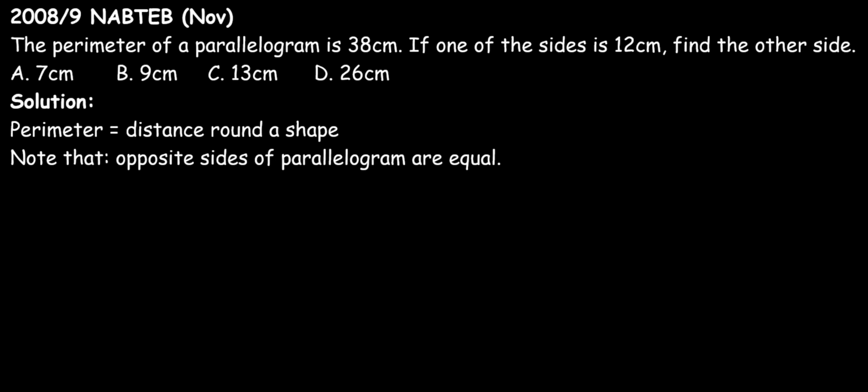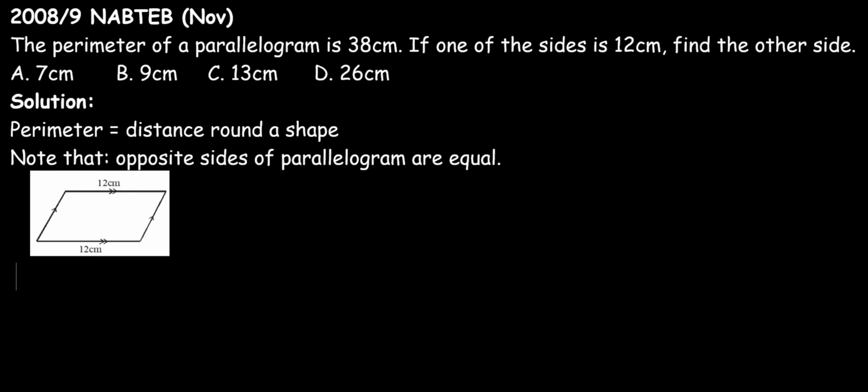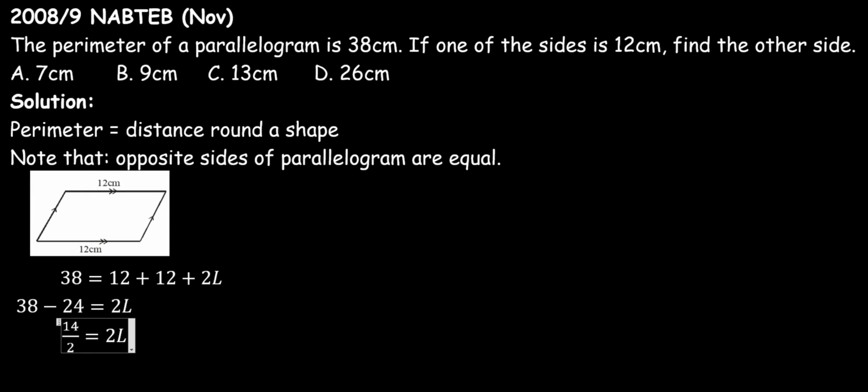Hence, with the one given side, we can sketch the parallelogram as given below. Next, we can substitute for the perimeter, which is equal to the distance around the shape, as 38 equals 12 plus 12 plus 2L, where the 2L is the sum of the two other opposite sides. That will give us 38 minus 24 equals 2L. That will give us 14 over 2 equals L. Thus, L will be equal to 7 cm.